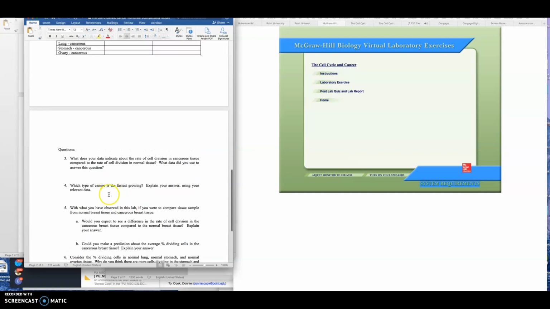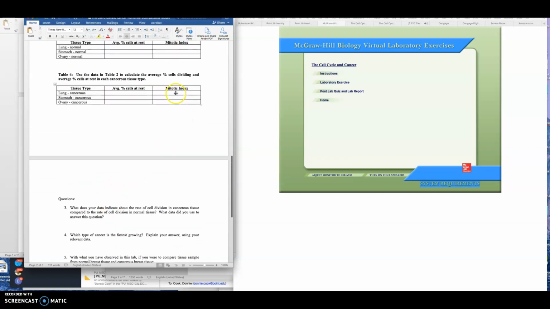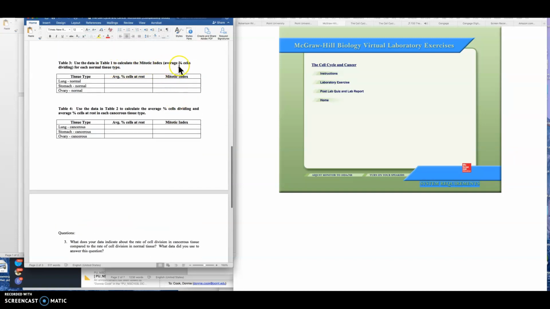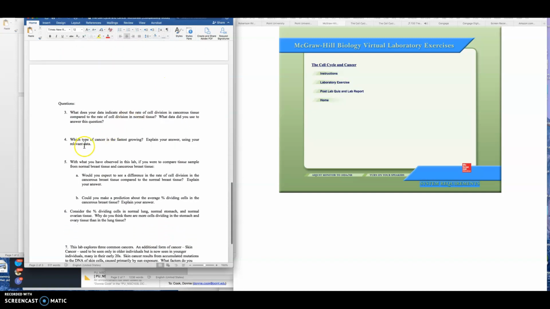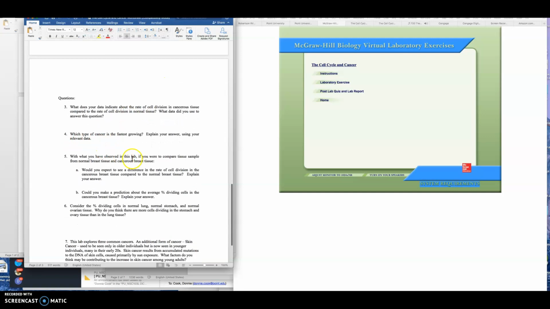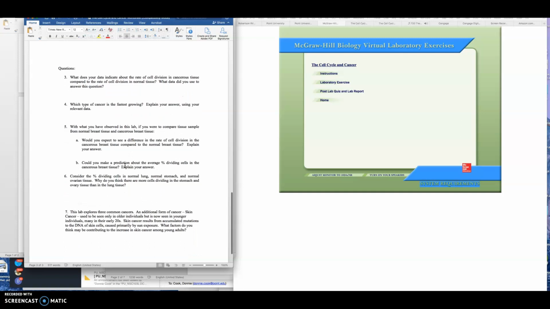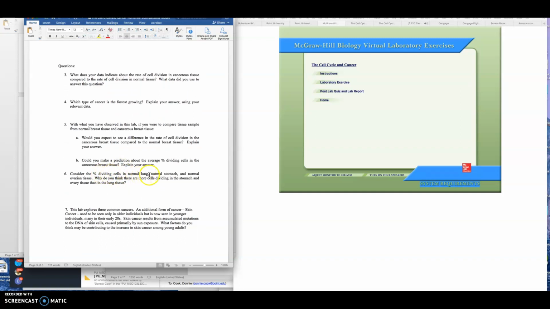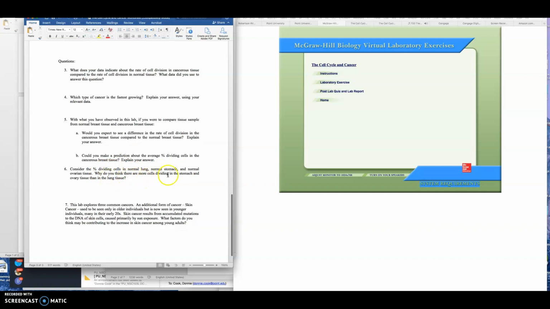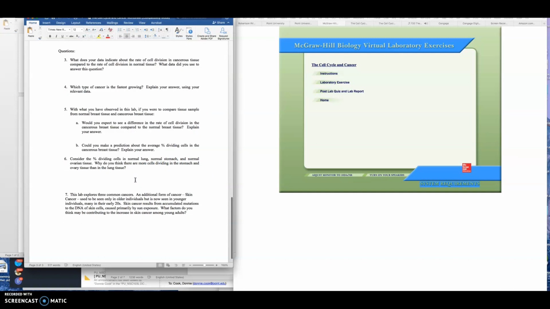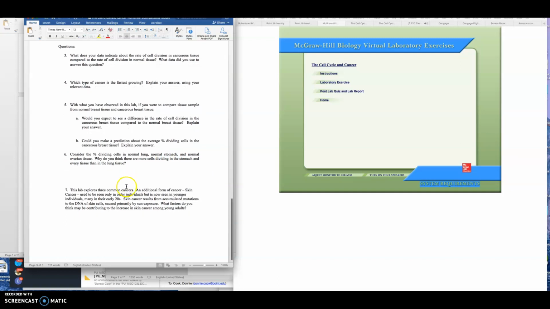So we can see this mitotic index will be the average number of cells dividing, so it'll be higher in a faster growing cancer. So number 4 asks which type is the fastest cancer growing. And you could see kind of the percent of dividing cells in lung, stomach versus ovarian tissue. And why do you think it's happening more in the stomach and ovary than in the lung? And remember, the stomach and the ovary have linings that get replaced more often.